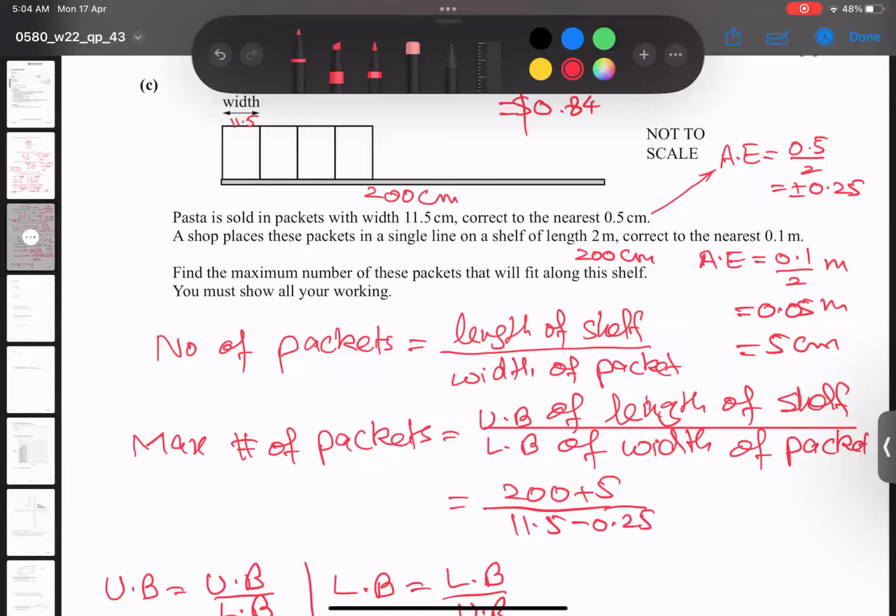Now I'm going to type it in the calculator. So 11.5 minus 0.25, and my answer is coming 11.25. Rounding, because a packet cannot be a decimal, it means approximately 18 packets. We can fit 18 packets in a shelf. I hope the point is very clear.